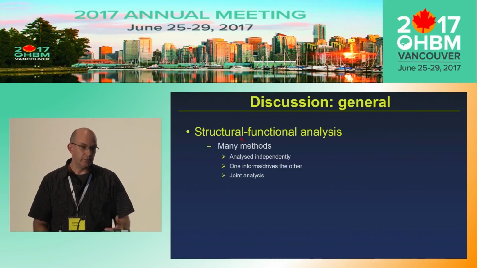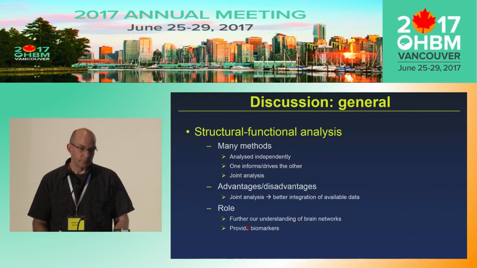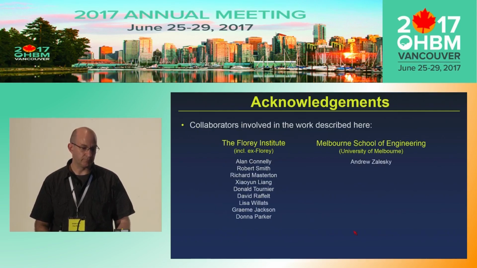For the more general question, as I said, there are many ways to do it, and I would say that it's a huge field at the moment, how to combine them. You can use them independently and combine them at the end, where one informs the other, or in a joint analysis. Each of them has advantages and disadvantages: some are simpler to do and simpler to analyze, while the other requires more involved methods. But I would say the joint analysis provides better integration. Regardless, with any of these methods, the ultimate aim is to further our understanding of brain networks, or provide biomarkers if you want to study a particular disease or cognitive process, a biomarker for that.